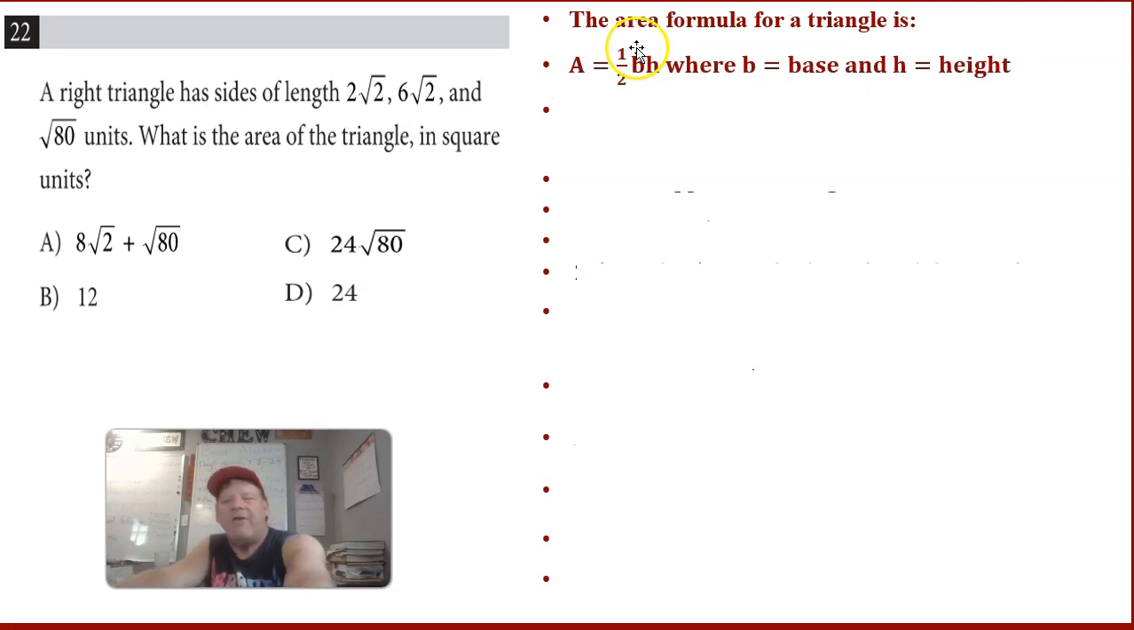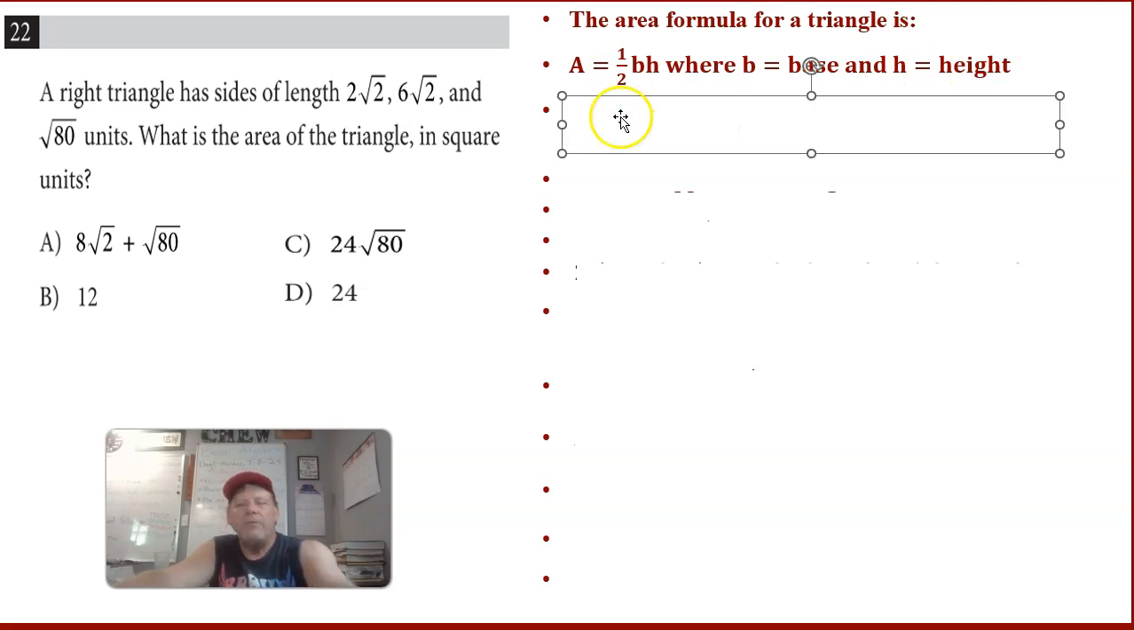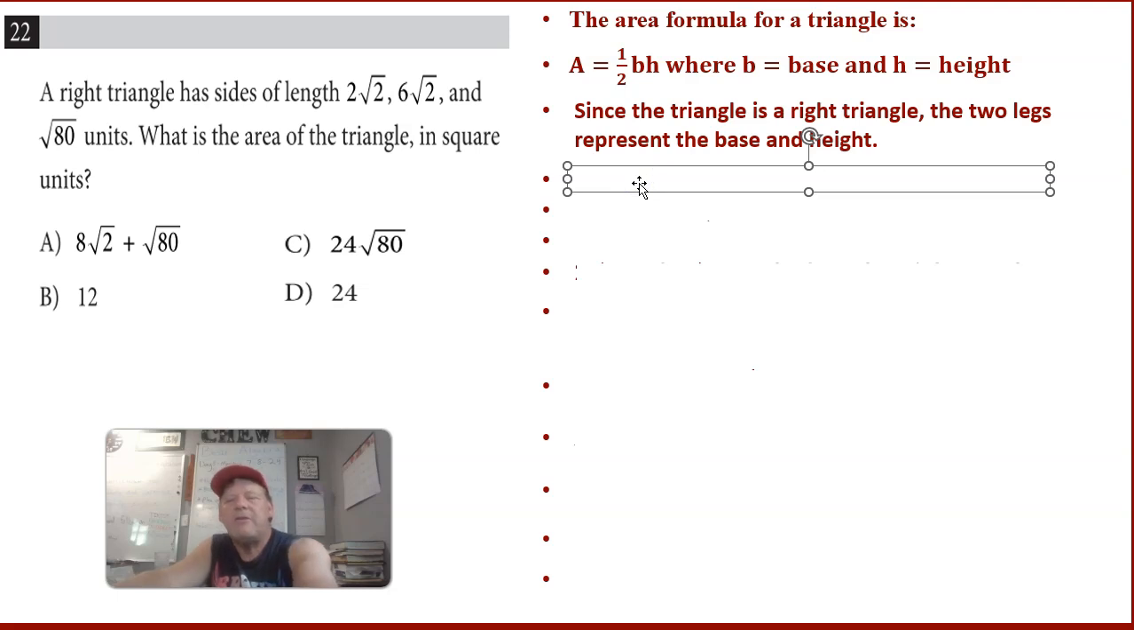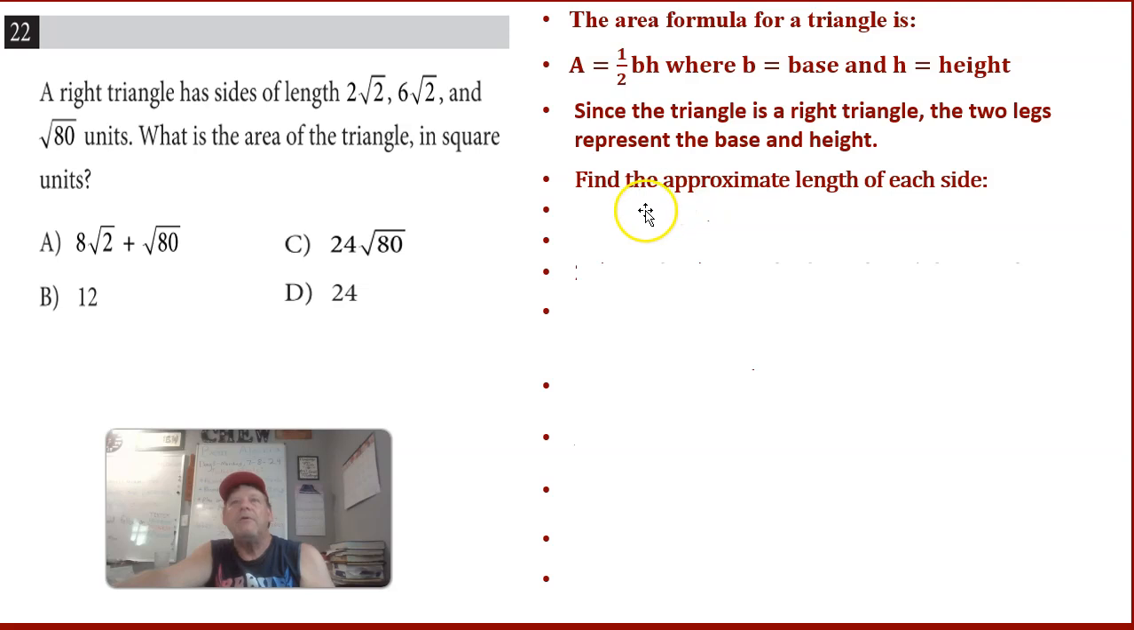So I gave you that area formula. 1/2 base times height is the area. B is the base, H is the height, and those 2 are the legs. So the 2 legs are the base and the height. That means that you need to determine which one is the hypotenuse. So I'm going to find the approximate length of each side. So I've got one length, which is 2 square root of 2. On a calculator, rounded to the nearest hundredth would be 2.82.